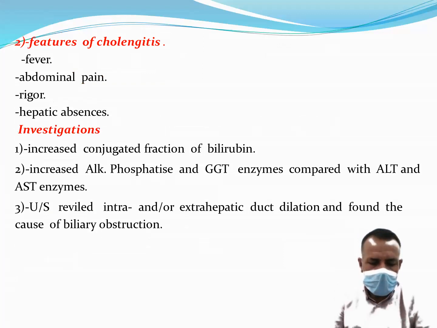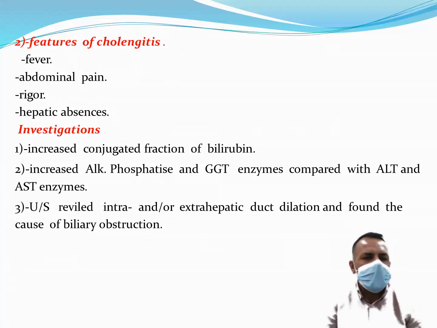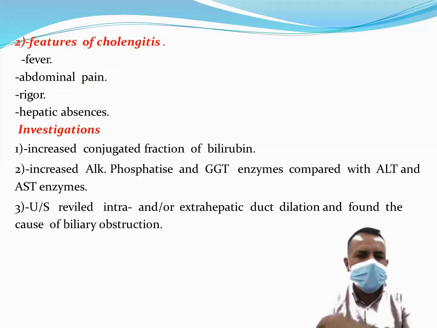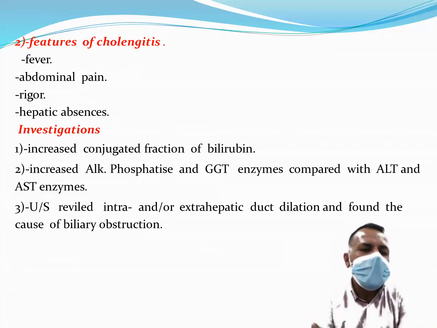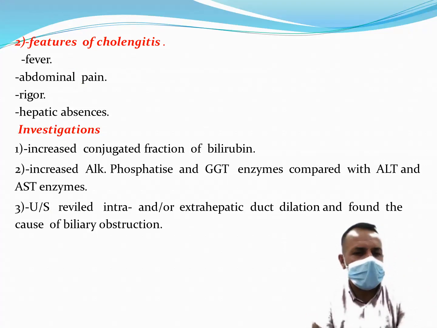Any obstruction of the biliary system for a long time is complicated by infection. Signs of infection: the patient comes to you with fever, abdominal pain, rigor, in Charcot's triad. Fever, abdominal pain, and rigor with jaundice means the feature of cholangitis. It may be complicated with hepatic abscess. In the investigation of the patient with obstructive jaundice, there is mainly increased conjugated bilirubin.